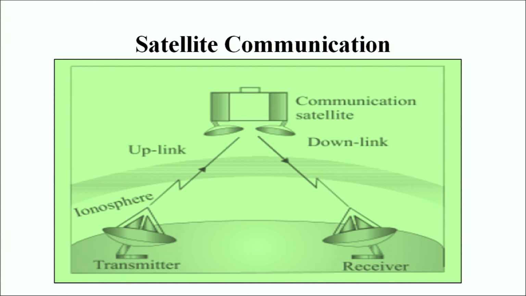Looking at the diagram for satellite communication, we see over here a transmitter which is giving out the signal, and this transmitter gives out a signal which goes up into space. Over here, the satellite receives the signal, amplifies it, and then sends it back to the receiver. Since the satellite is at a very great height from the earth, it covers most of the earth very easily.